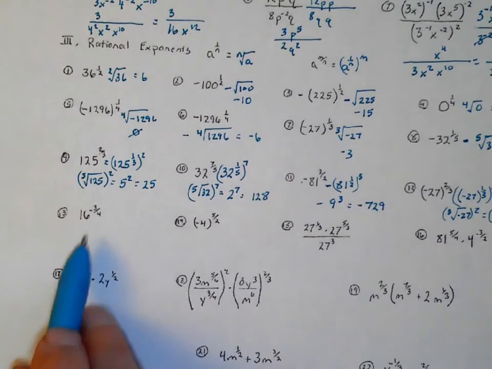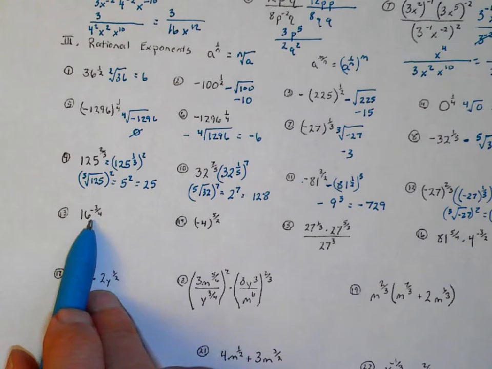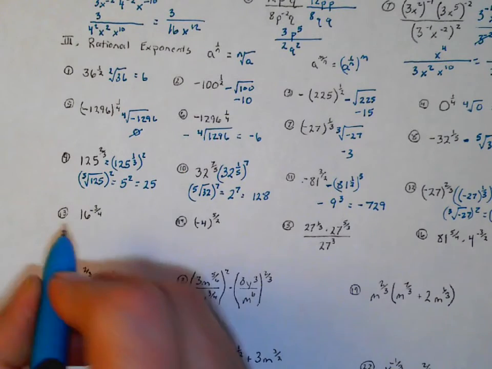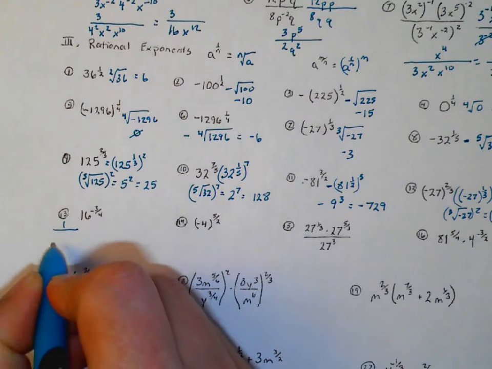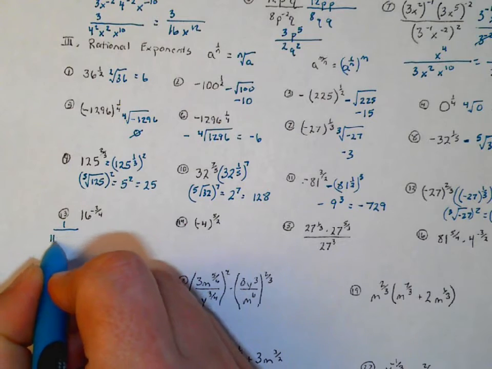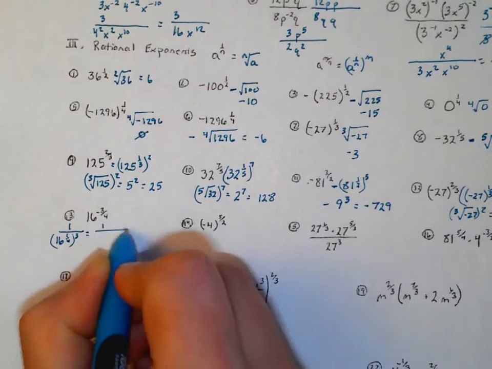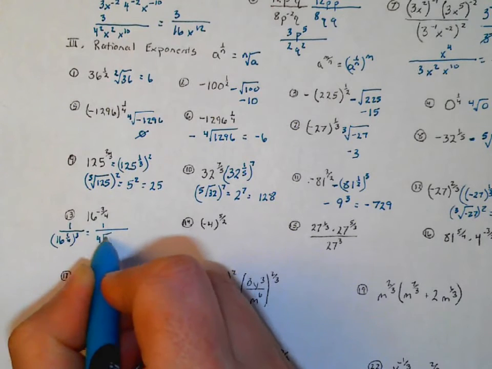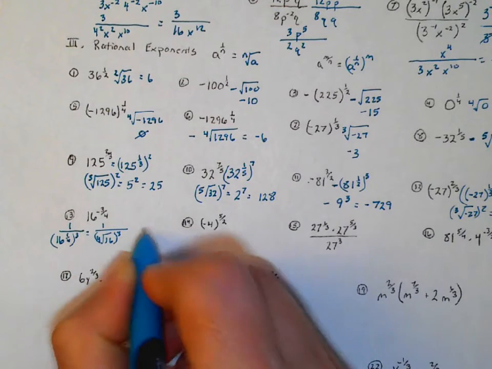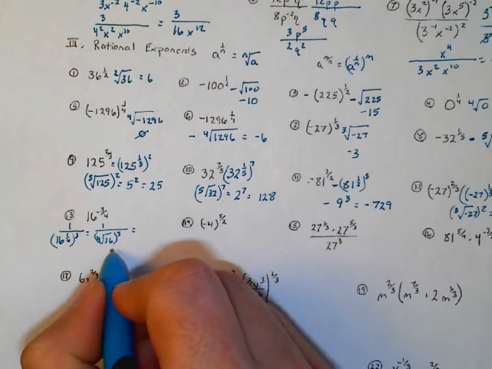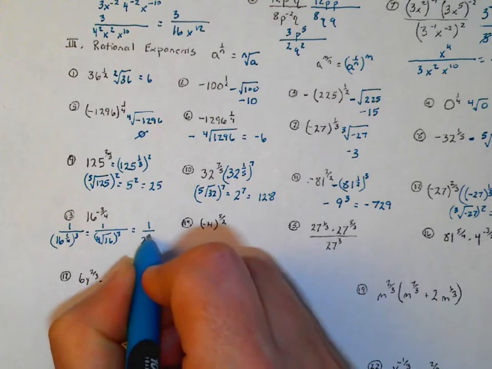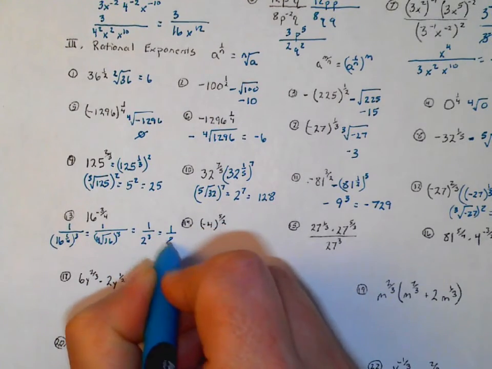Okay. When we get to a negative exponent, we just do what we did up at the top. We move it to the bottom. So it'll be 1 over 16 to the 1/4 cubed, which would be the 4th root of 16 cubed. And the 4th root of 16 is 2. And 2 to the 3rd power is 8.